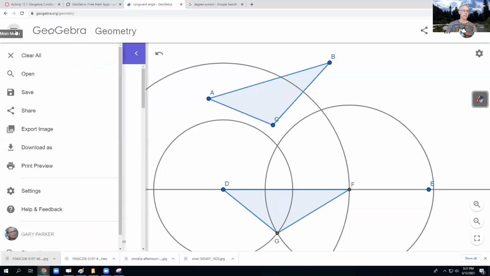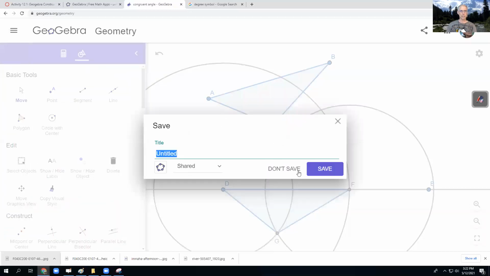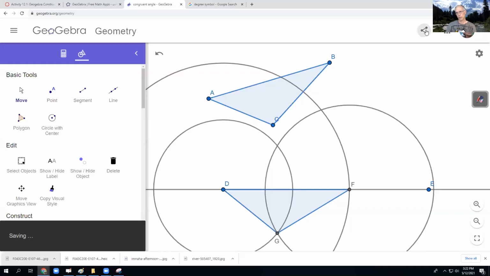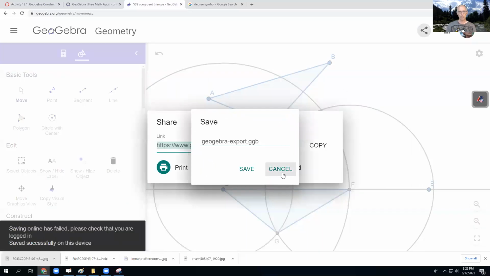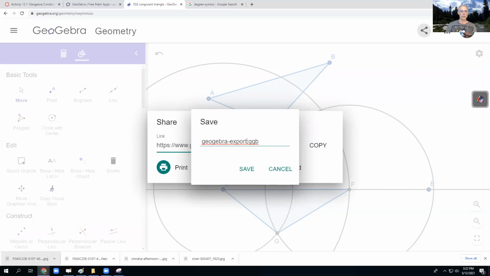So let's save it since I'm signed in. So this is side, side, side, congruent triangle. And so you can either download the file or you can get the shareable link to submit. So that would be the download file there. And give it a better name. Surprised it didn't keep the one I had before.